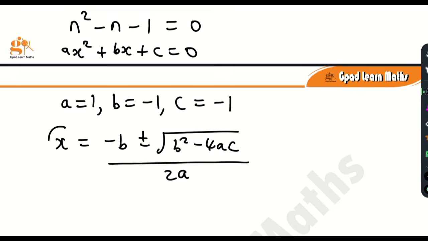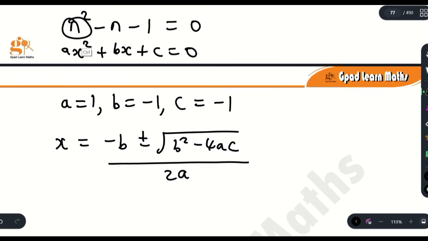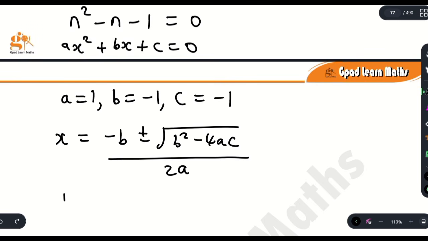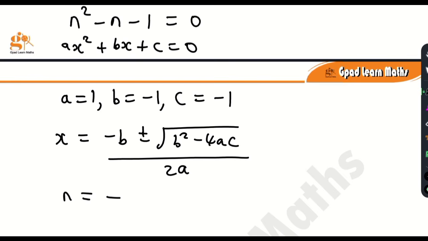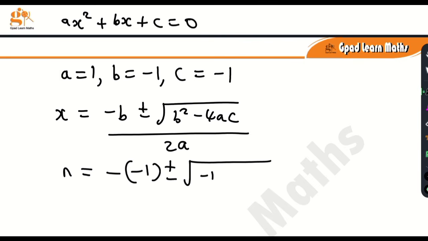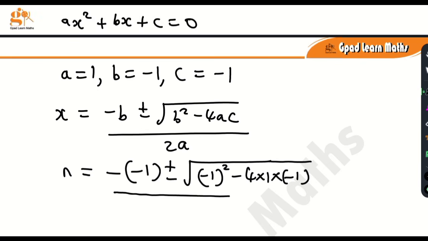Now in this case, we're not looking at x, we are looking at n. So I'm going to use n. So n will be equal to minus b, and b is negative 1. So negative 1 plus or minus the square root of b squared, again b is negative 1, so negative 1 raised to power 2, minus 4ac. That's 4 times a, which is 1, and c is negative 1. See it here, negative 1. Let's extend this radical, all divided by 2a. That's 2 times a, which is 1.